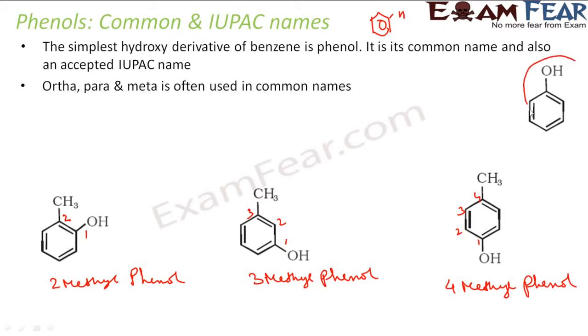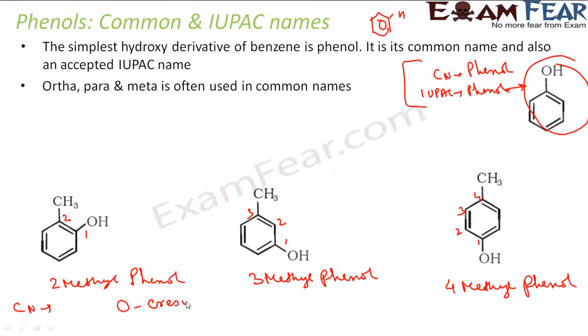So they are all phenols, but if you talk about only phenol, this is phenol. For this, the common name is phenol and the IUPAC name is also phenol. Very interesting compound. For the others we also have some common names. I'll write the common names here. For this, the common name is orthocresol. This is at the meta position, so it is metacresol. And at the para position, it is paracresol.